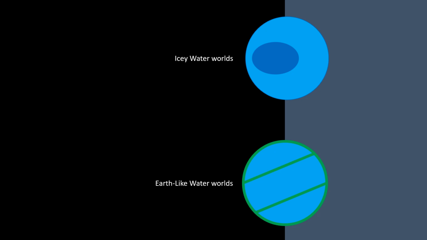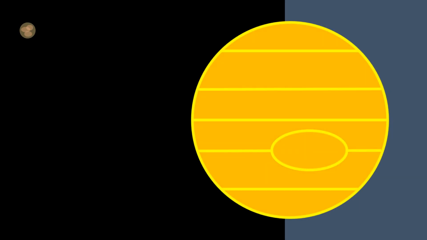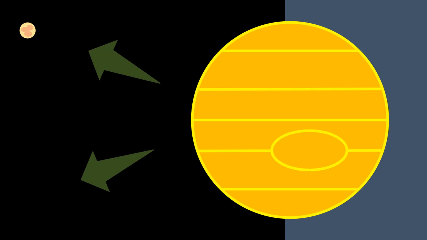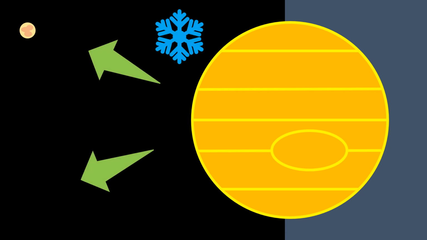How about we have water worlds split into two general categories, icy water worlds and Earth-like water worlds. Let's start with icy water worlds. Let's look at Europa. It's a small moon of Jupiter. It doesn't have the best position. It is in a zone of constant radiation and cold temperatures, not so ideal for life.